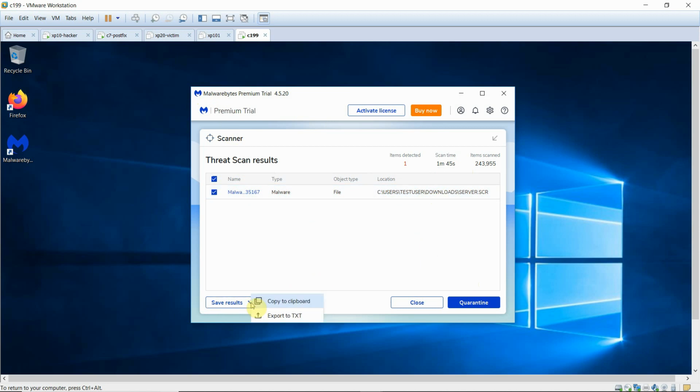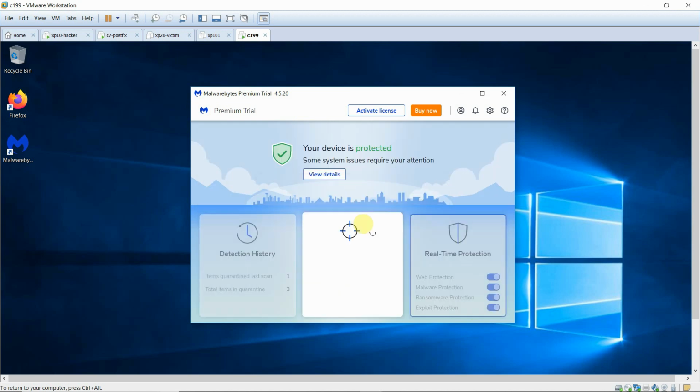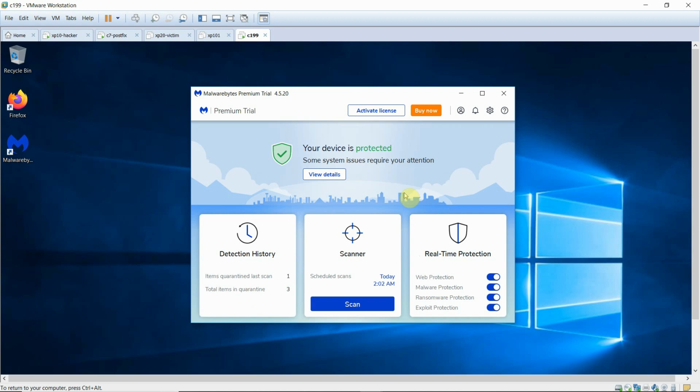We can save the result also, or export to txt, or it is also asking what action to take. So we are going to quarantine this. So it is done. That means it was properly able to detect our Trojan horse.